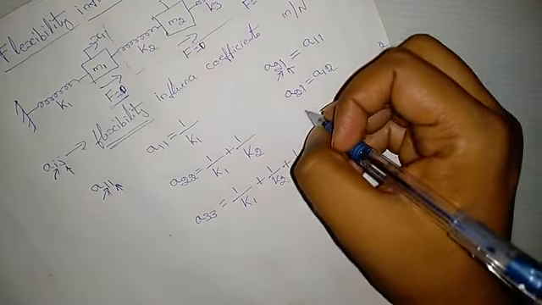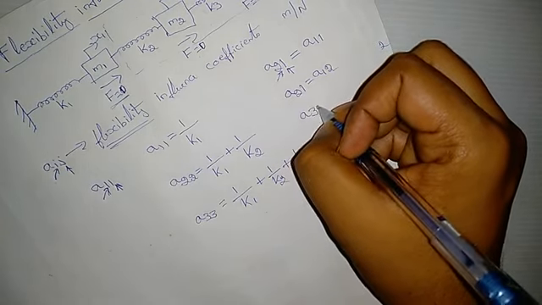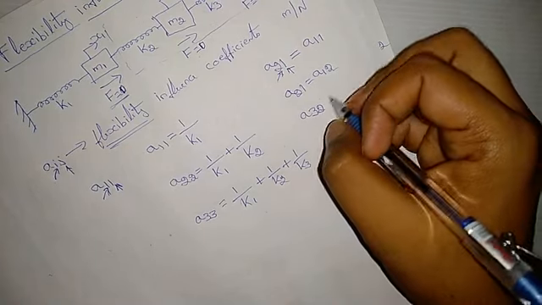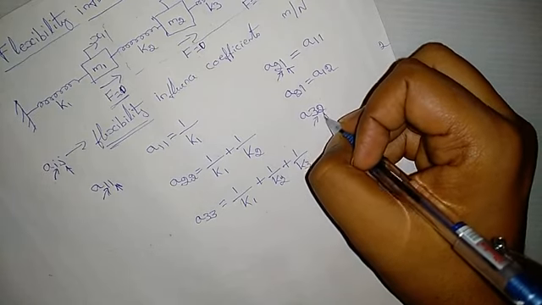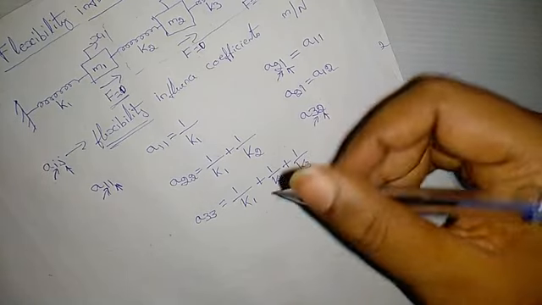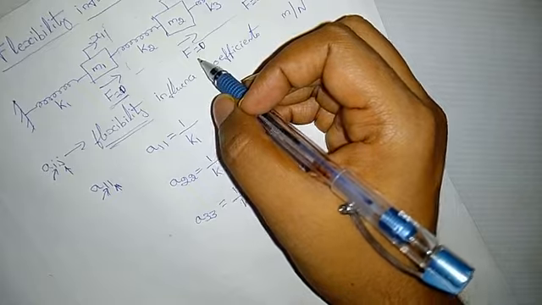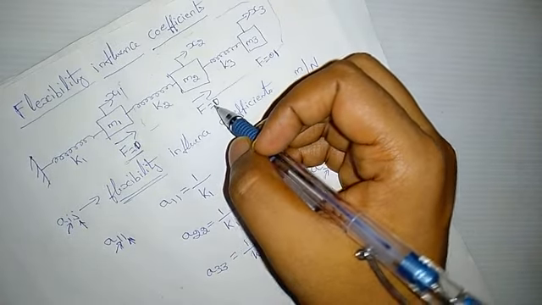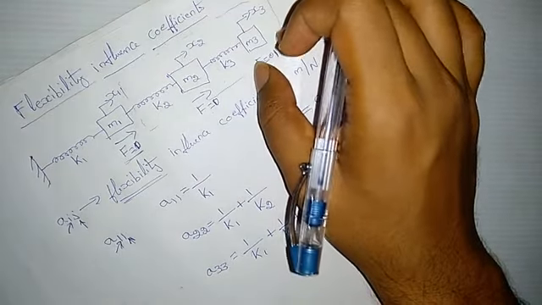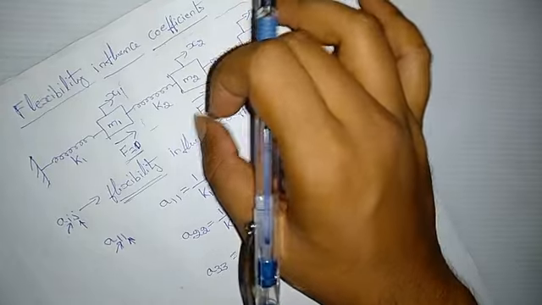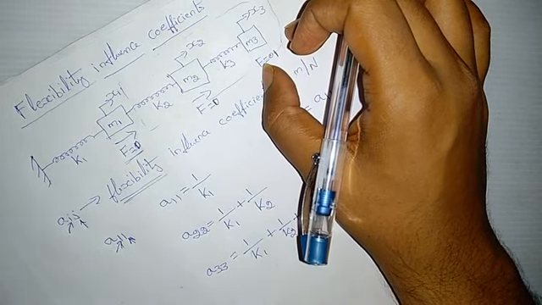Now we look at some other point, that is A32. What is A32? A32 means displacement is measured at point 3 and load is applied at point 2. So a unit load is applied at point 2. So F is equal to 1 here. When you do that, what is the displacement at this point? When a unit load is applied at this point, what is the displacement here?